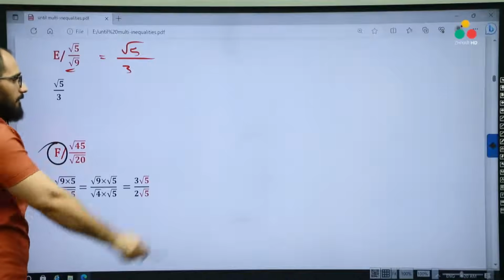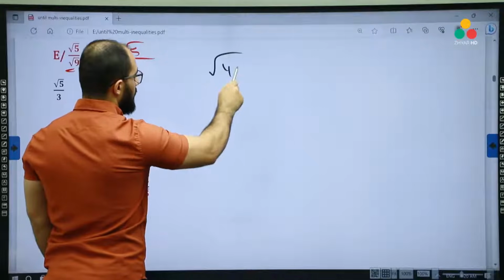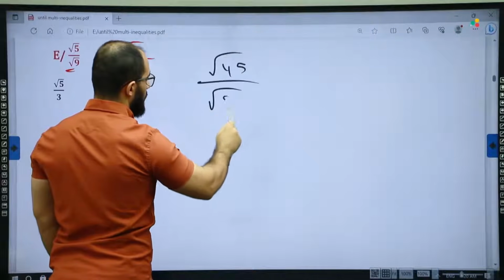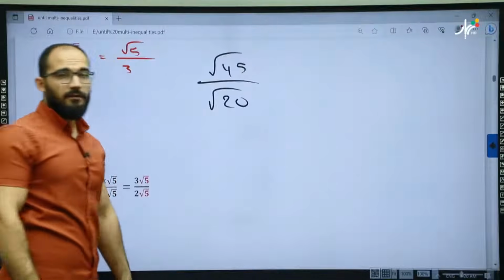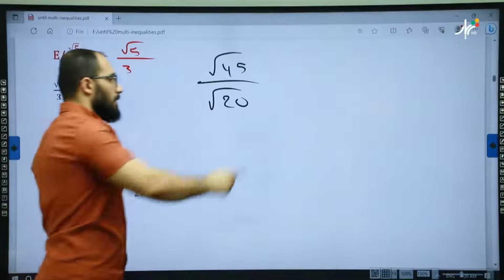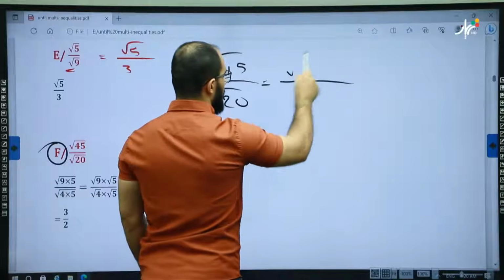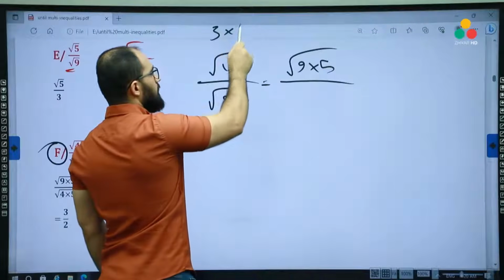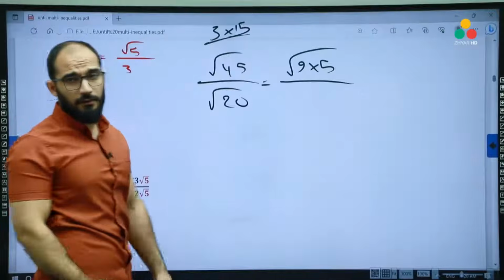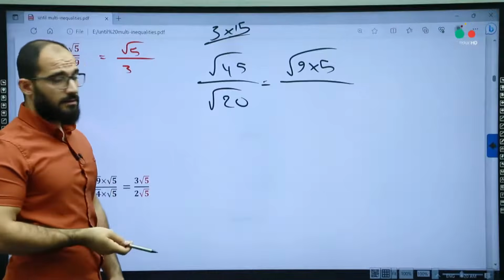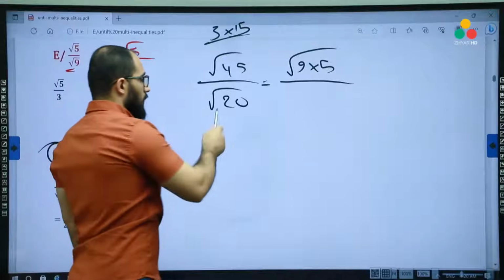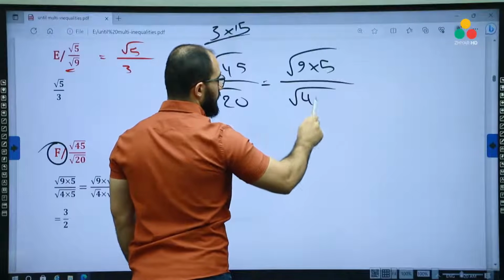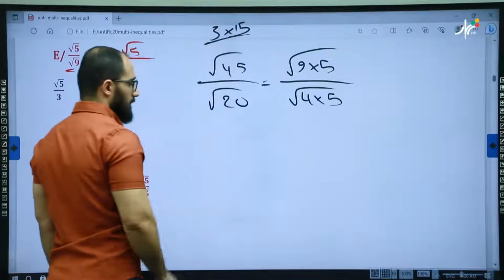F, we have square root of 45 divided by square root of 20. They are not perfect squares. We have to simplify them. 45 is 9 times 5. Even though you have 3 times 15, you cannot choose it because 3 and 15, none of them has a square root. For 20, we can write 4 times 5.